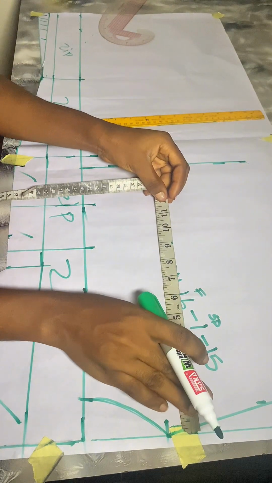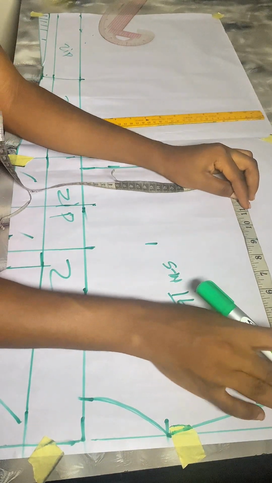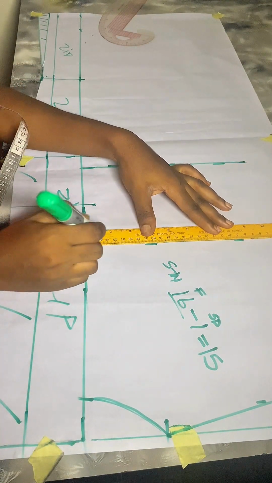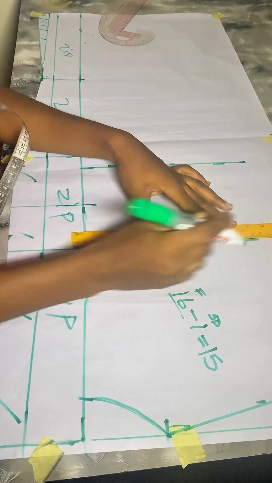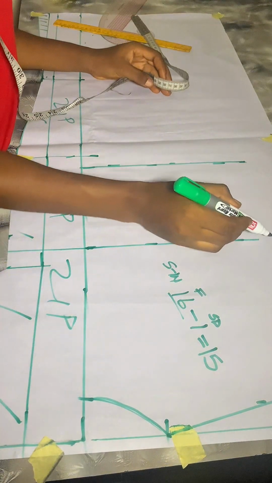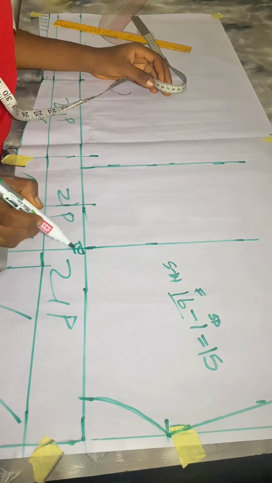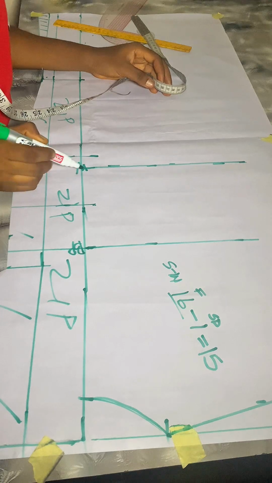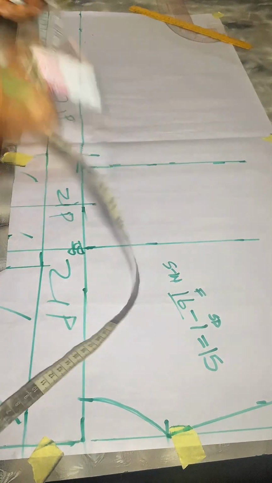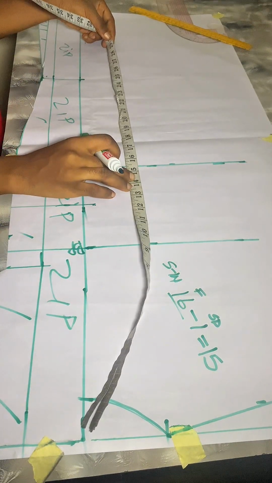Same here. Let's get our bust. Our bust is 9. So this is our bust point. This is our waist. Then from the waist, we use 15.